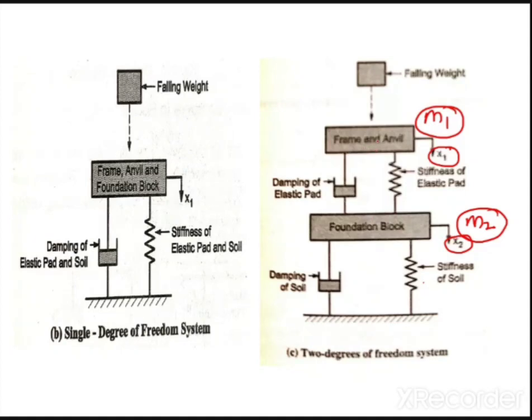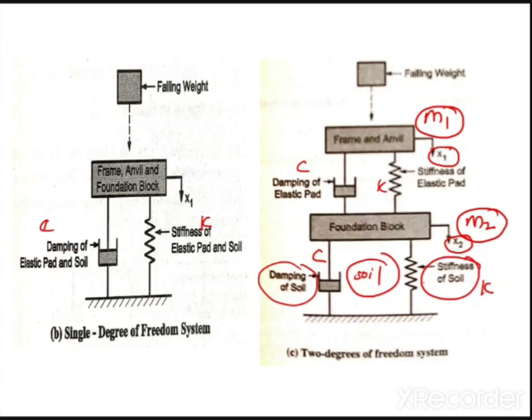Now you know the frame and the anvil, and the foundation block. What is K? Stiffness of the elastic pad. What is C? Damping of the elastic pad. Then from the foundation block to the ground, what do we have? Damping of the soil as C and stiffness as K. Here I have combined C and here I have combined K. But if you look into the figure, below the foundation block you have the soil, and above the foundation block, above the frame and the anvil, you have the elastic pad. So I have considered both separately.